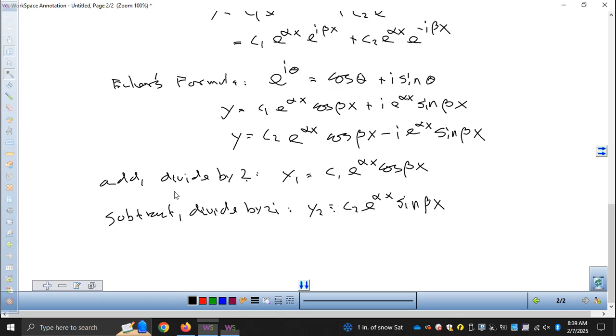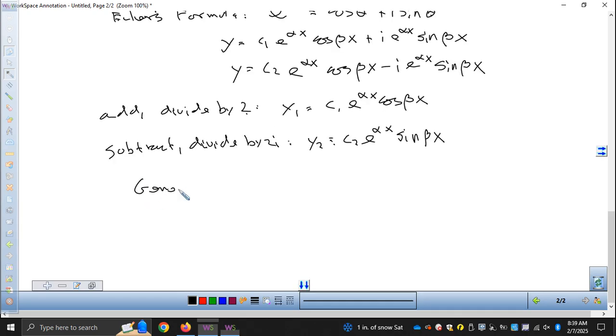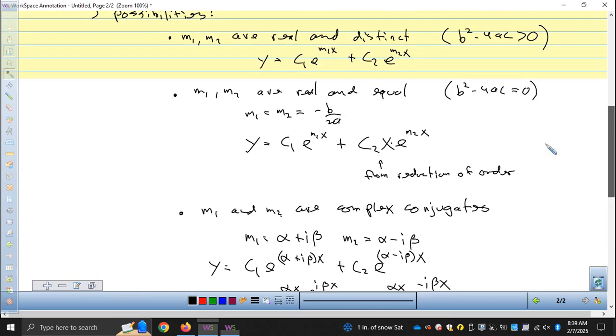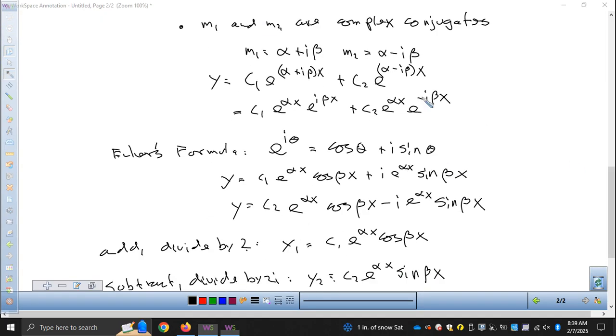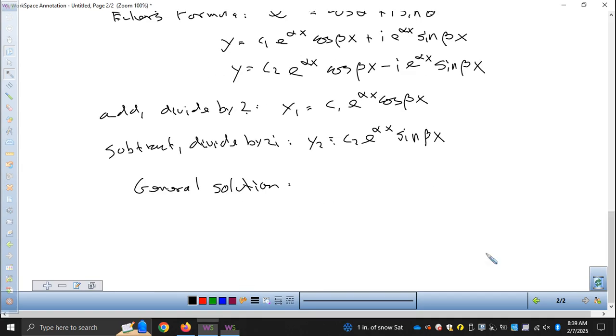So our general solution then is for the case where our roots are complex conjugates. For this case, our general solution is y equals c1 e to the alpha x cosine beta x plus c2 e to the alpha x sine beta x.